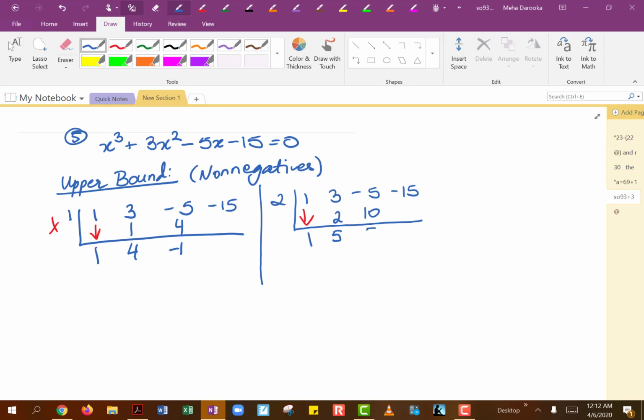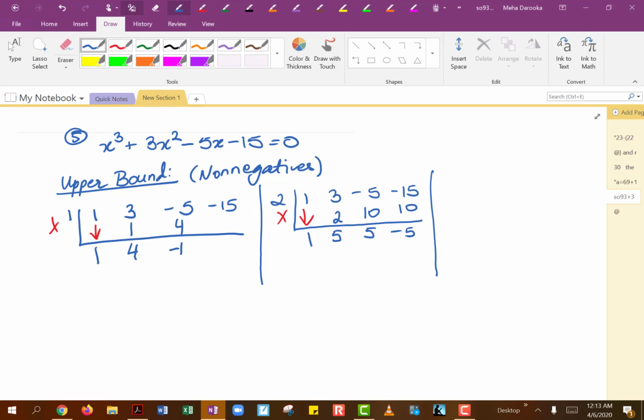+10, -5 will give me +5. So far we're doing really well. 5 times 2 is 10, but now -15 +10 will actually give you -5. So since we got that negative in the bottom row, this guy doesn't work out either. Okay, so basically you should not have any negative terms in there. 0 is okay, positive is okay.